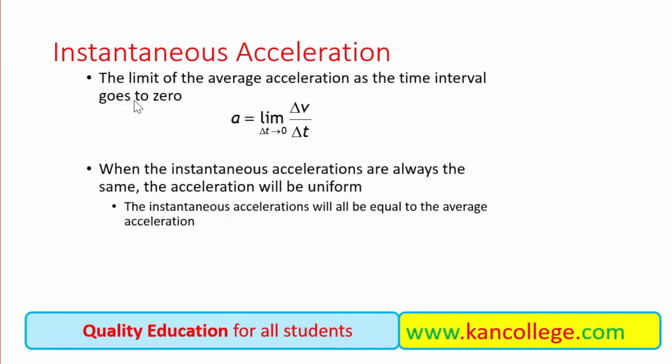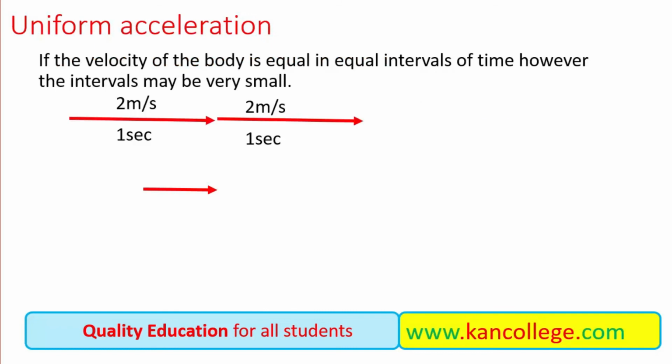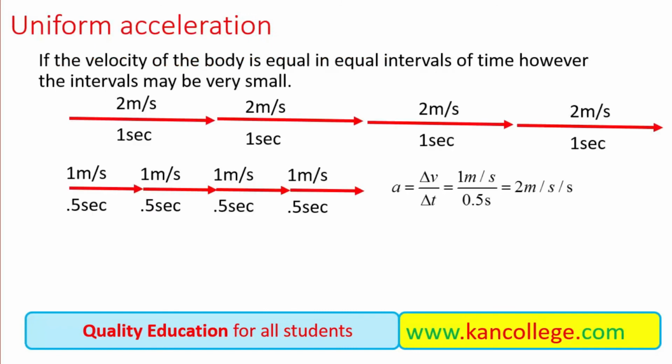So instantaneous acceleration is the limit of the average acceleration as the time interval goes to zero. We can get the instantaneous acceleration by using this value. When the instantaneous accelerations are always the same, the acceleration will be uniform. And you can see it in this example.